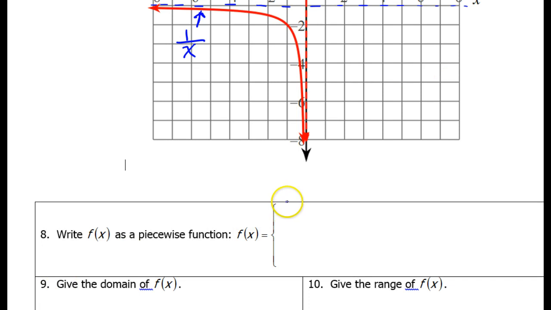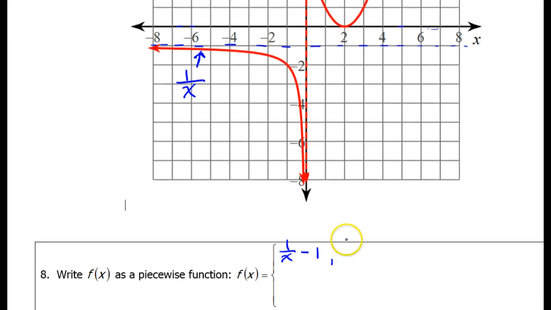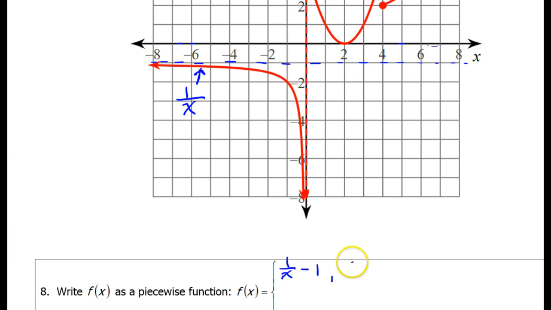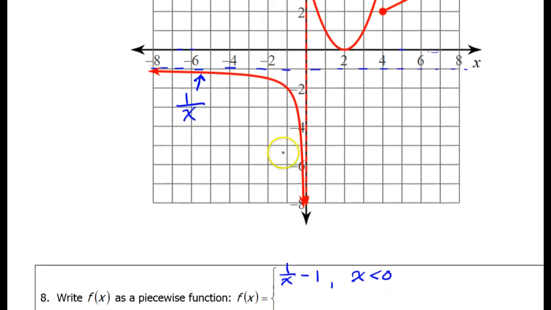So that's why I'm going to write 1 over x, but then I'm going to put minus 1 in order to shift the graph down 1. Now I need to do the domain. Now on my last video I used interval notation. So in this video I'm going to use inequalities. So the domain of this piece of the piecewise function is the x values are less than 0. Okay, the entire graph is to the left of the y-axis. The y-axis is an asymptote. It never touches, so that's why I'm not saying or equal to. So that's it for the first piece.